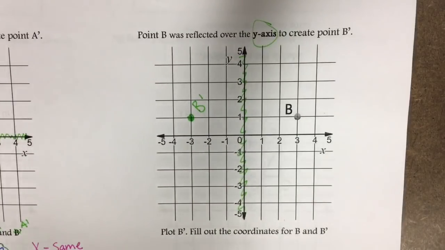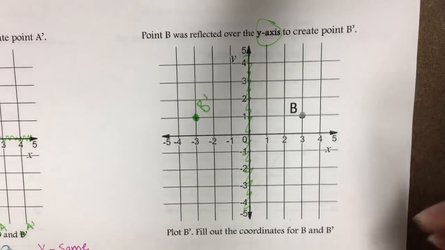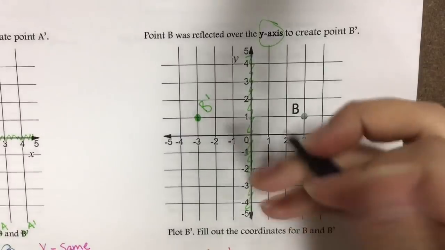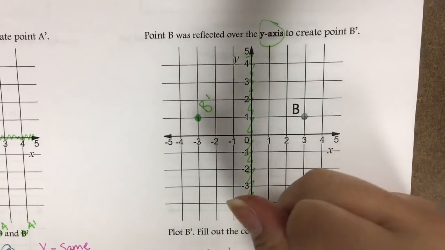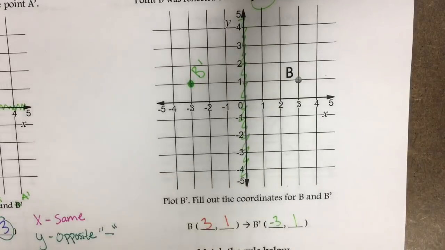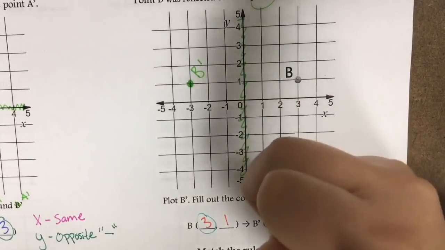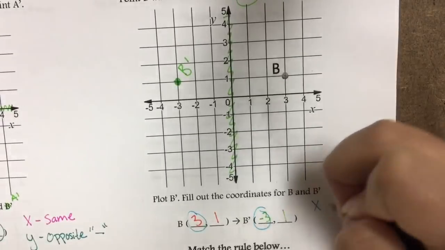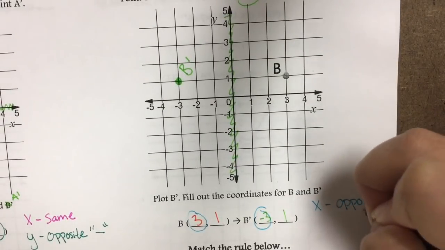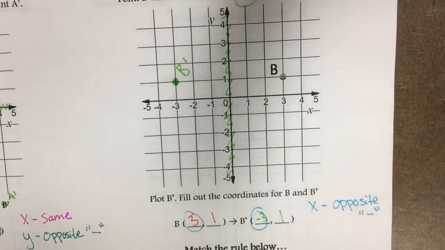So let's go ahead and write the coordinates for B. So B was originally 3, 1. B prime is -3, 1. So we can go ahead and look at the x and the y again. So the x was 3. Here it's -3. So the x became the opposite. Remember, we're going to signify that using a negative.